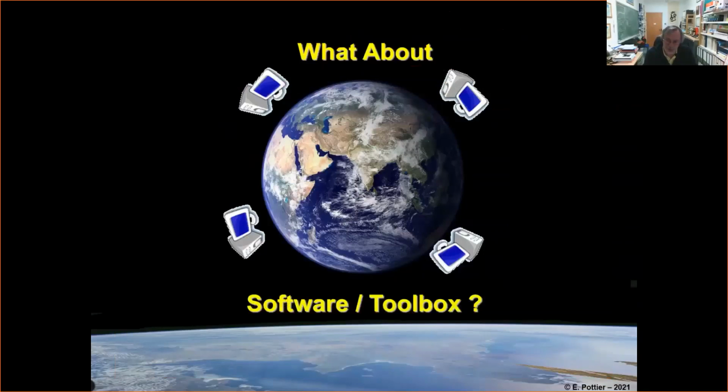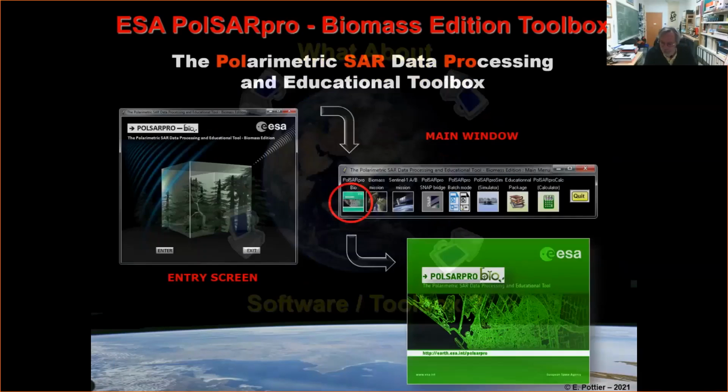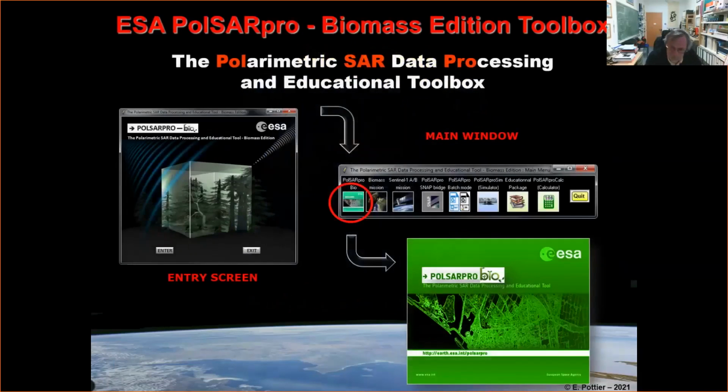Okay, so it was a presentation of the different sensors. Now, if I want to process this data, we have a specific toolbox, which is PolSARpro. So I shall present to you PolSARpro this afternoon.